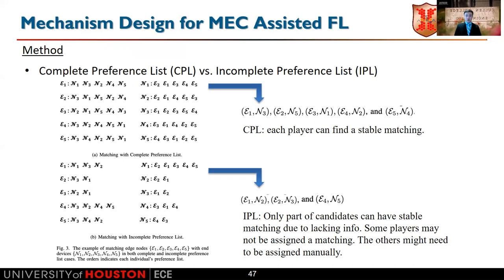Firstly, let's look at the complete preference list case. For the two parties, the preference lists are fully known to each other, and we can see that after the matching, each player can find a stable matching. However, for the incomplete preference list, only part of the candidates can have a stable matching, and this is because of the lack of information. In this case, some players may not be assigned a matching pair, so the unassigned participants may need to be assigned manually. However, the incomplete preference list is more practical.